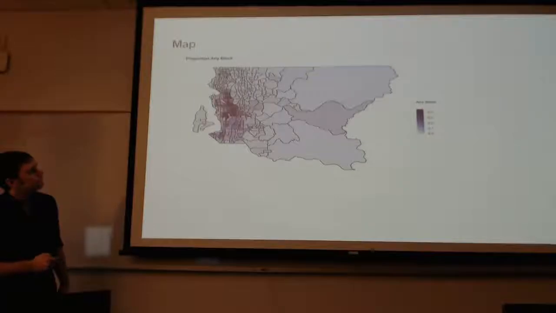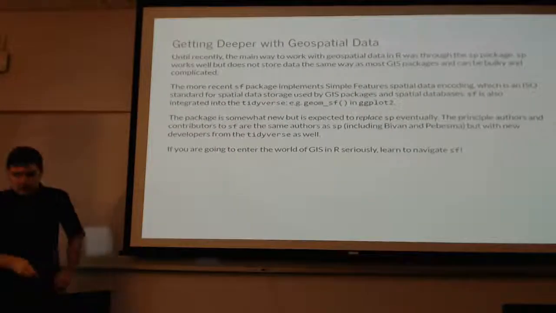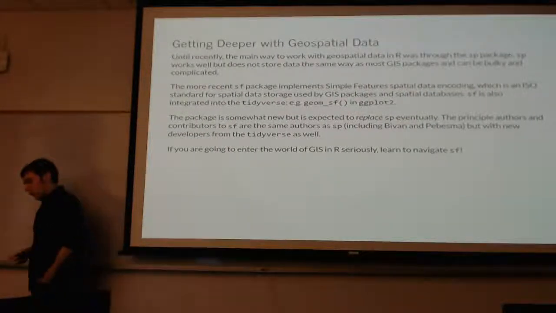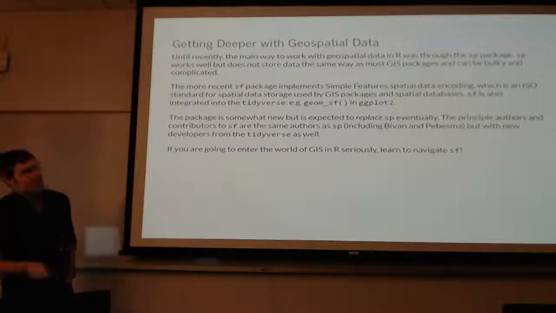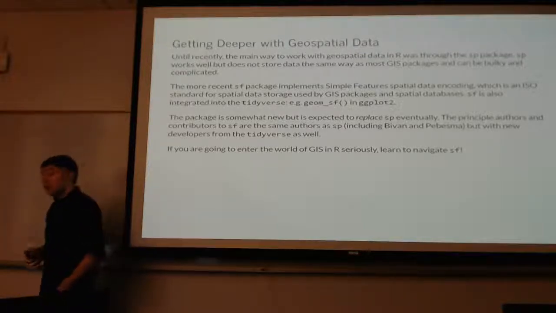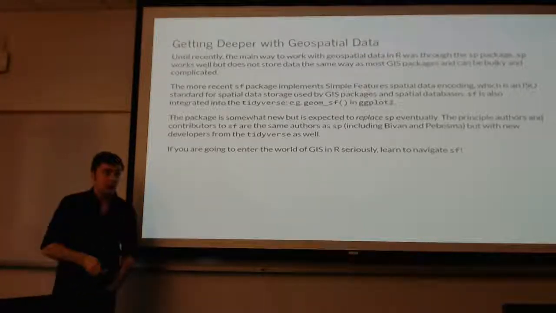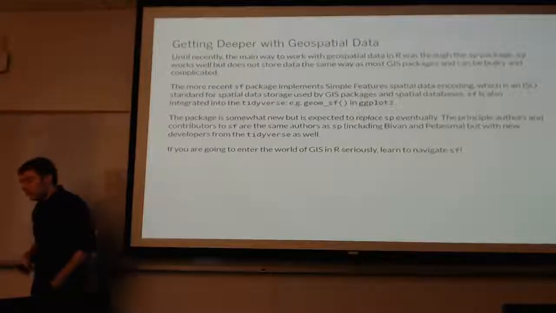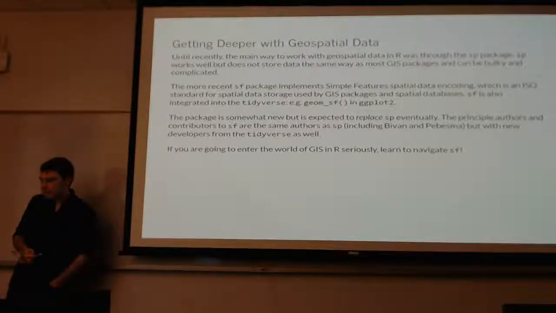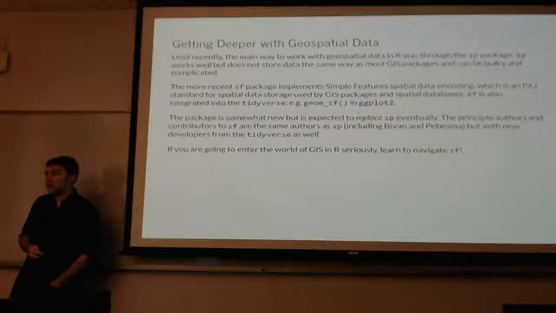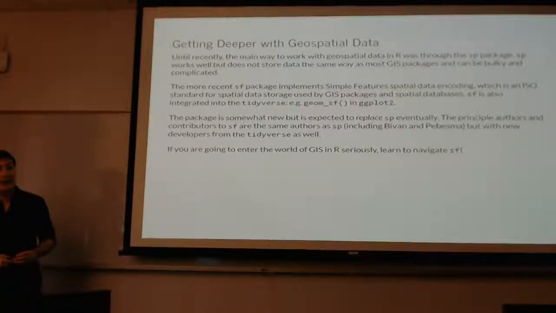Cool. So, if you want to get deeper with geospatial data in R, up until recently, the main way to work with geospatial data in R, including the way described in that Bivand book at the beginning, was with a package in R called SP. SP is the spatial package. SP works really well. It has a lot of functionality. It has a million different things it can do. It handles geospatial statistical stuff incredibly well.